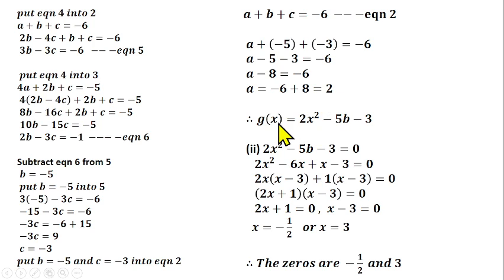So therefore g of x will be equal to 2, which is our a, x squared, minus 5, which is our b, sorry, this is minus 5x, not minus 5b. Pardon me for that, that's an error. This is minus 5x, not minus 5b, because we are dealing with a quadratic polynomial. So this is 2x squared minus 5x minus 3. That's the quadratic polynomial I have to find.